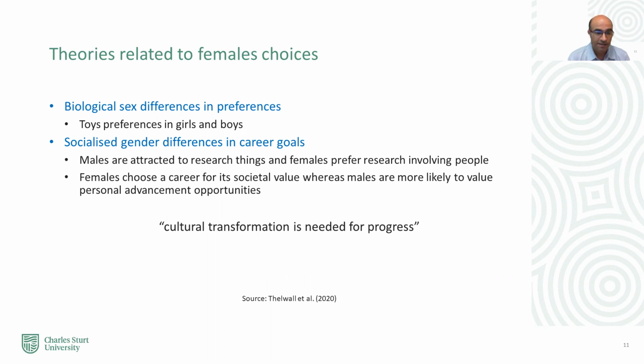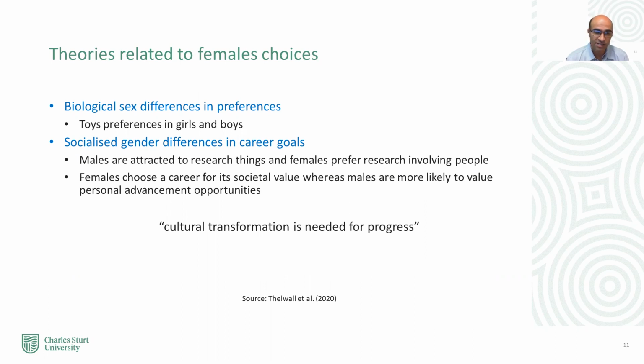People hypothesized, and some research actually tested those hypotheses. They support a little bit, they explain a little bit of the differences, but not all. One is that males are attracted to doing research about things, and females prefer research that involves people. Or they say females choose a career for its societal value, while males are more likely to value personal advancement opportunities. And people have tested a lot of these, and of course, no definitive answer.